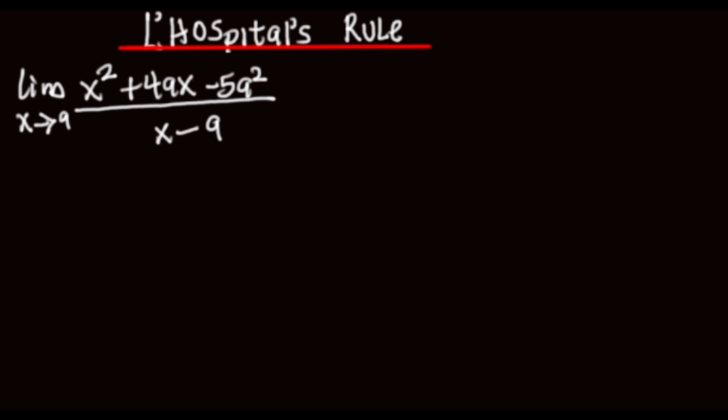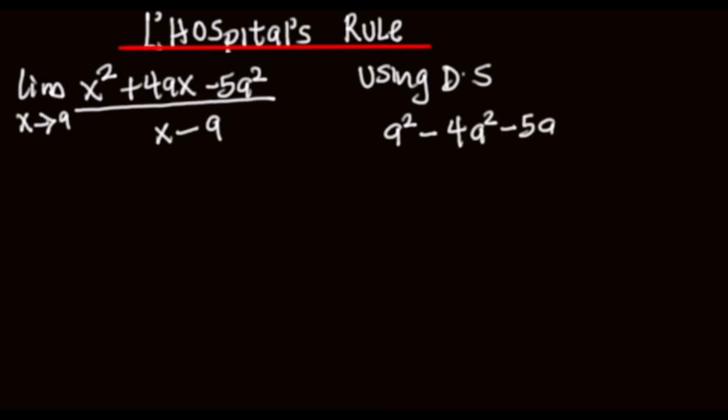We are asked to find the limit as x approaches a of x squared plus 4ax minus 5a squared, divided by ax minus a. Now if you use the direct substitution method, we're going to have a squared, then plus 4a squared, then minus 5a squared, if I replace all x here with a. That's what I'm going to have. Then the next thing, I'm going to have this divided by a minus a. You understand?